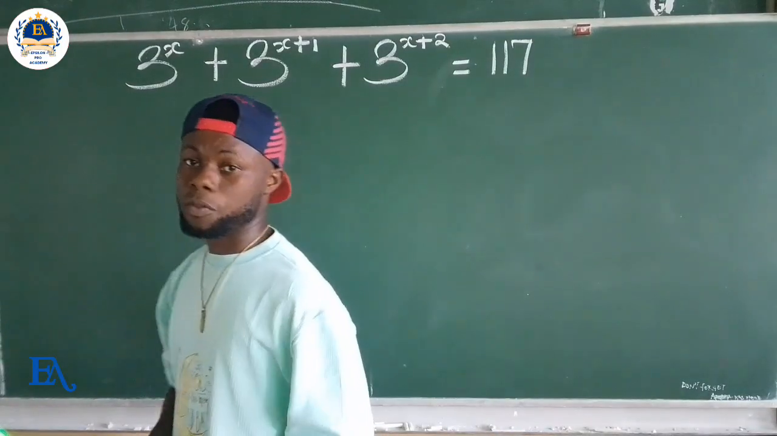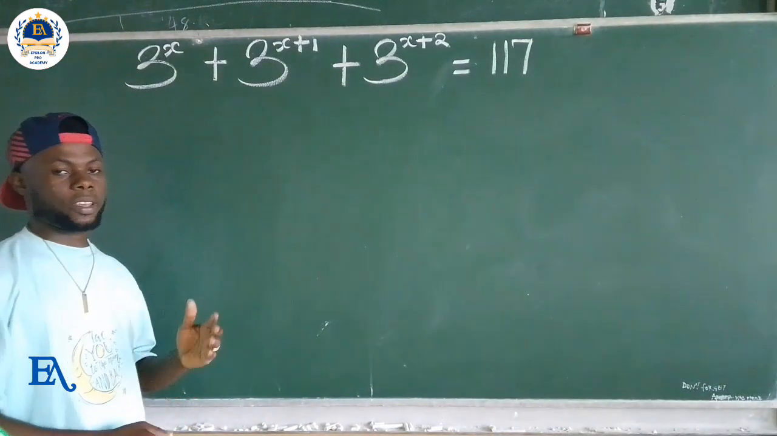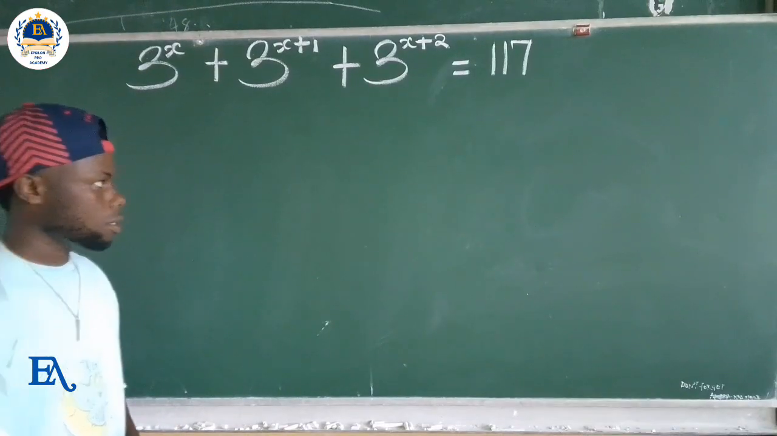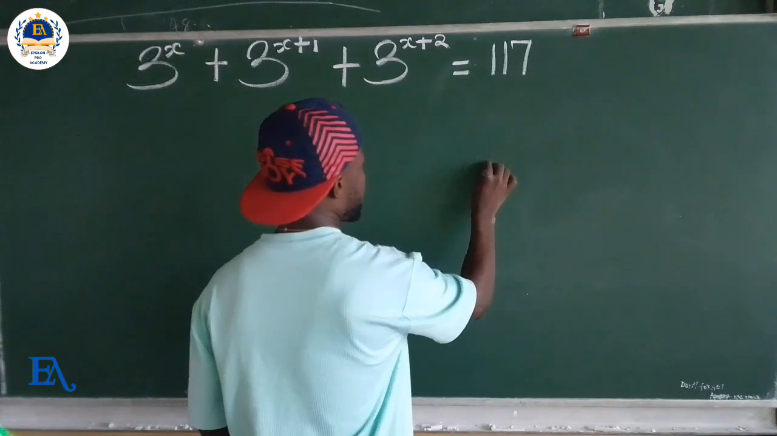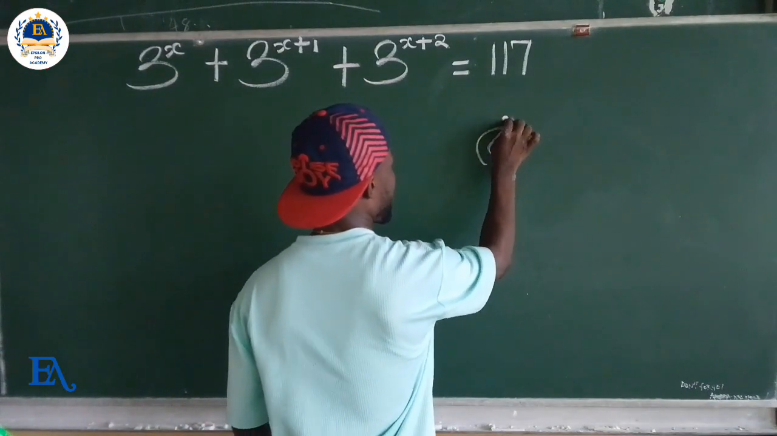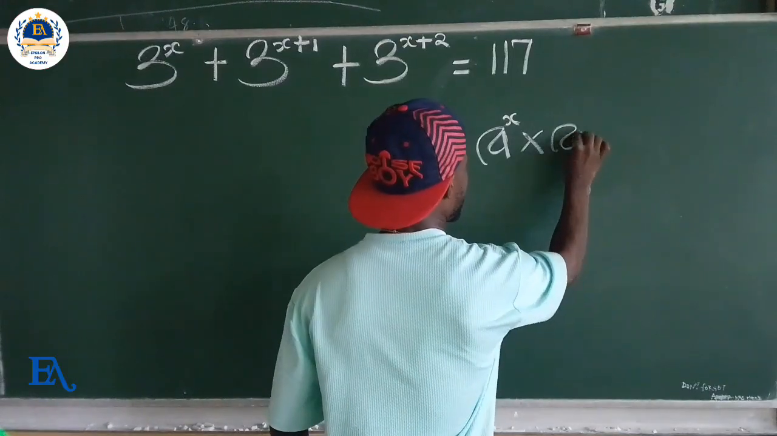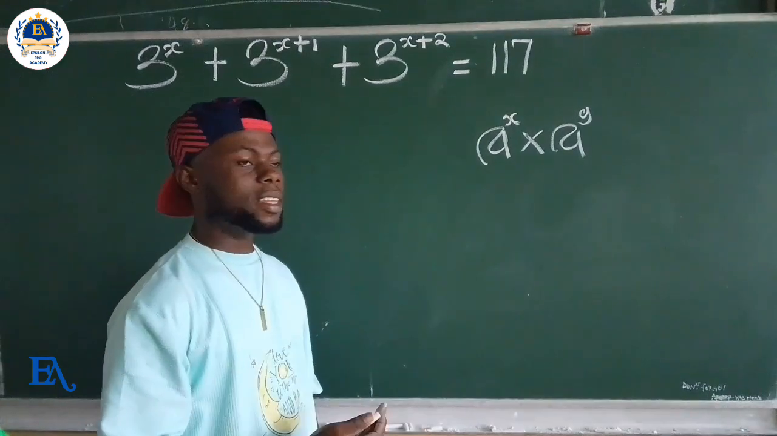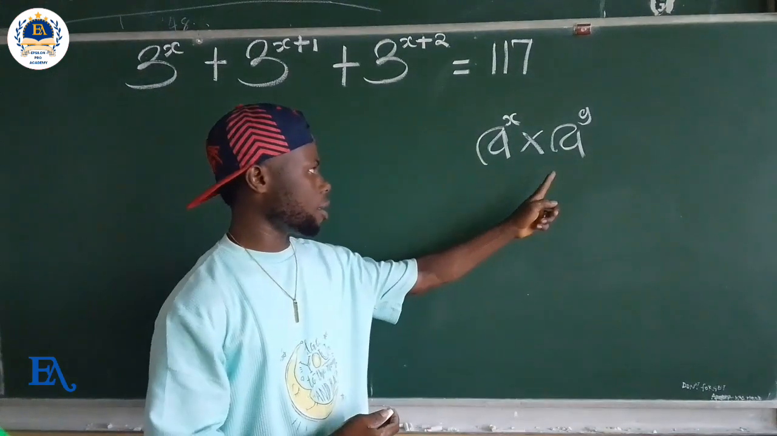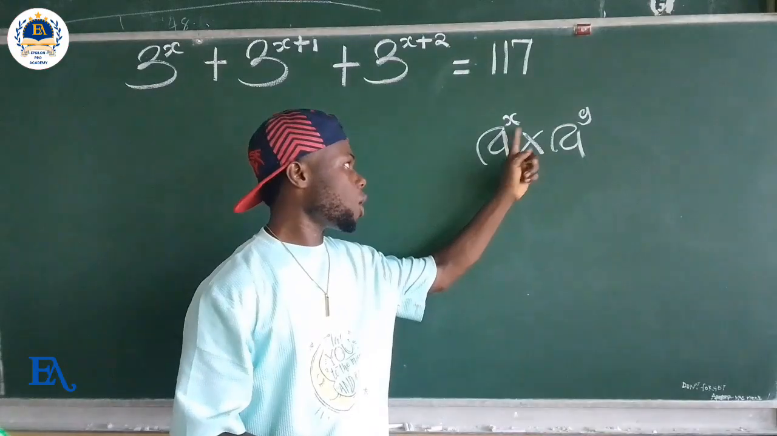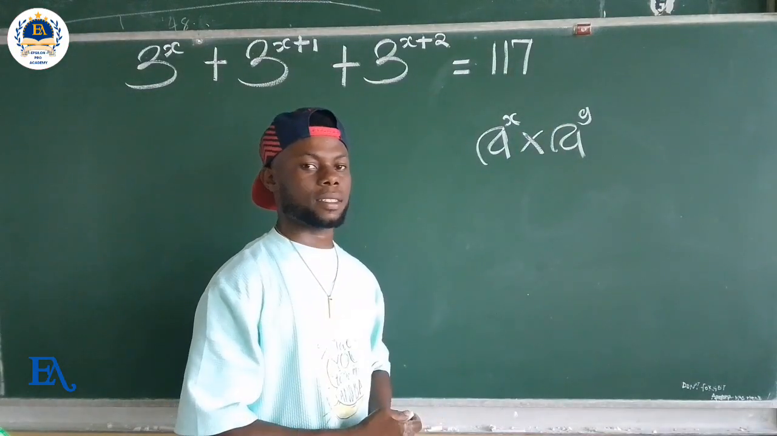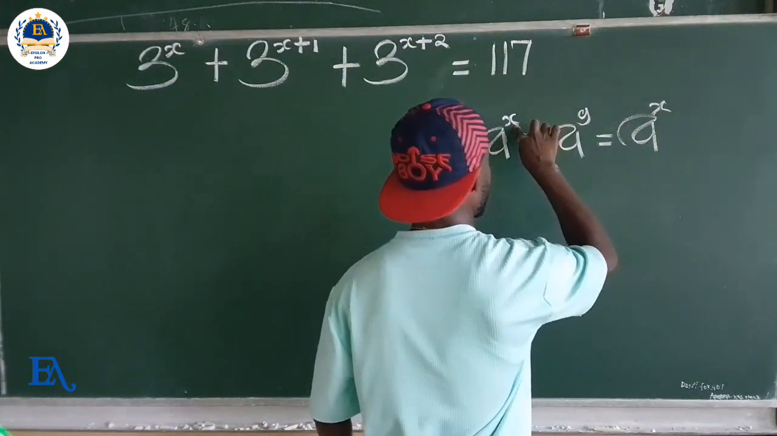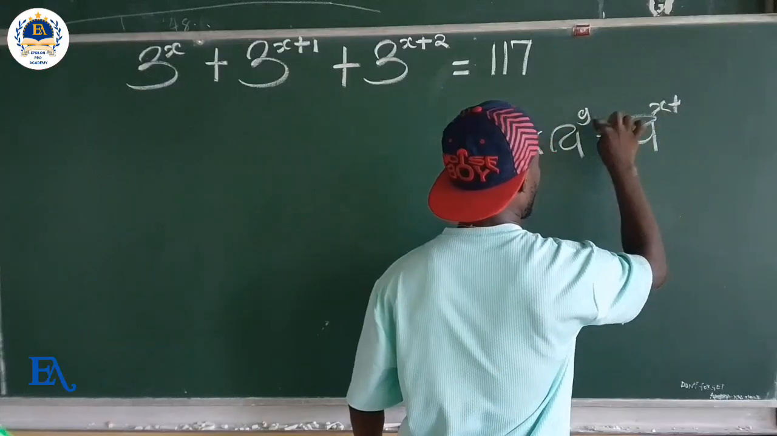Before we can solve this, we have to consider the multiplication law of indices. For instance, if we have a raised to the power of x times a raised to the power of y, the law states that provided we have two equal bases, a and a, the exponents or their powers must be added. So the result becomes a raised to the power of x plus y.